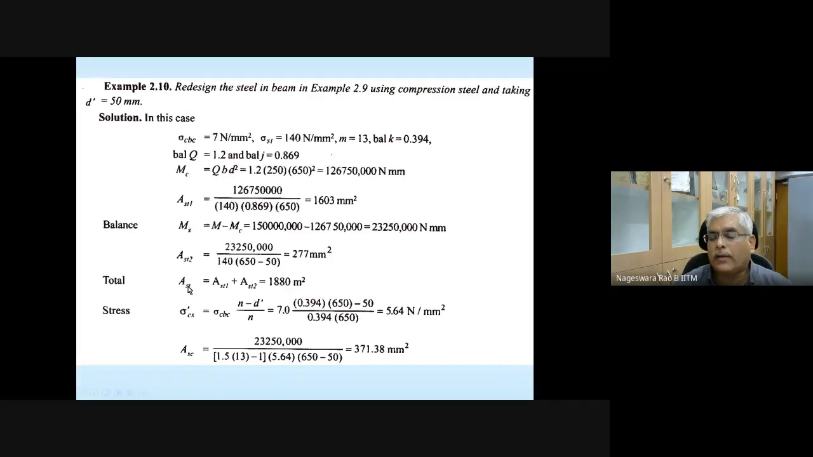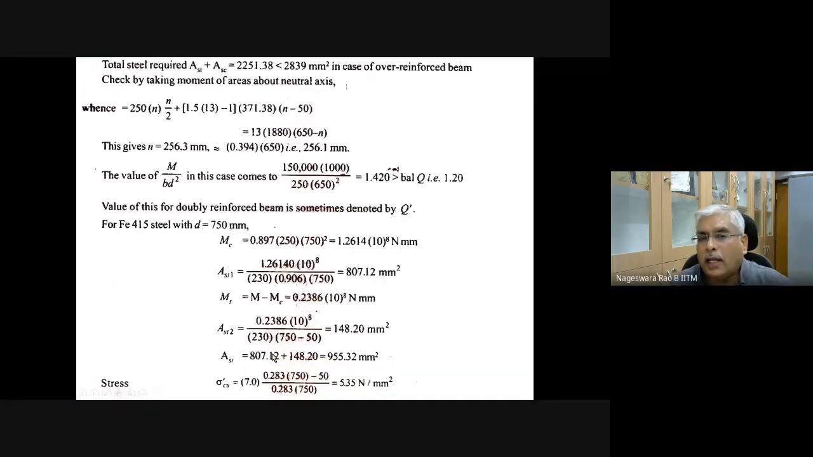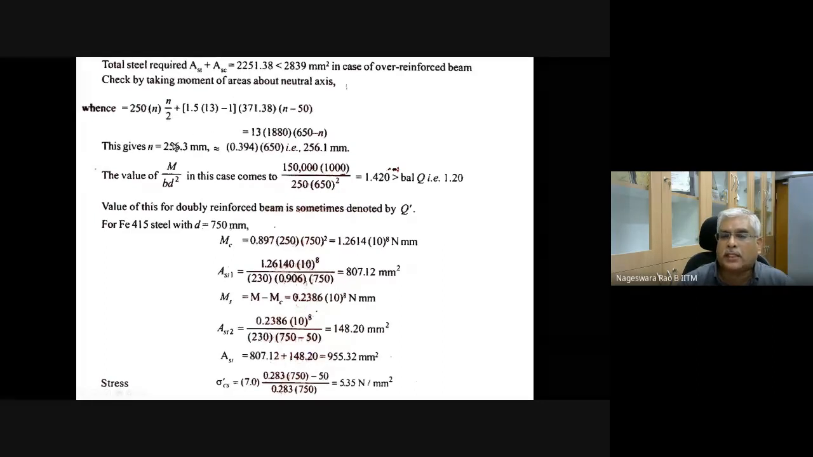So this is how you arrive at the tension steel area and compression steel area, and that is what is mentioned here. If it is an over reinforced section, this is the area of steel that is required. Now to check whether the area of steel that you obtained is correct or not, you can calculate the neutral axis depth by equating moments of area in compression to the moments of area in tension, and check whether this neutral axis depth matches the balanced section neutral axis depth.